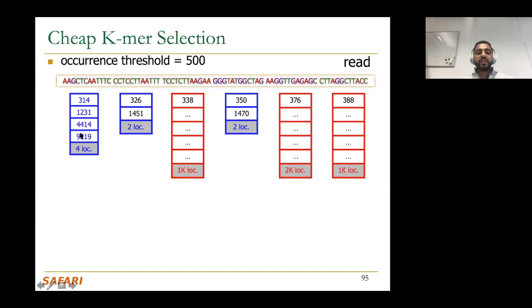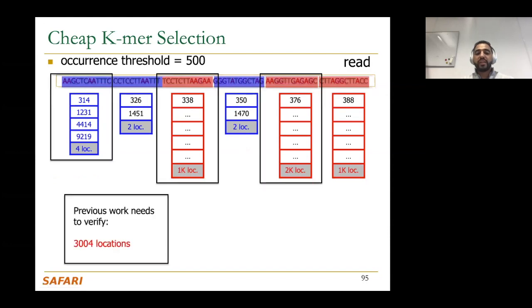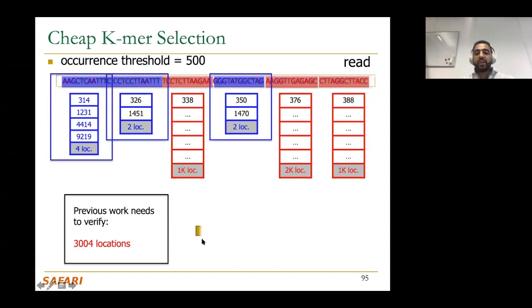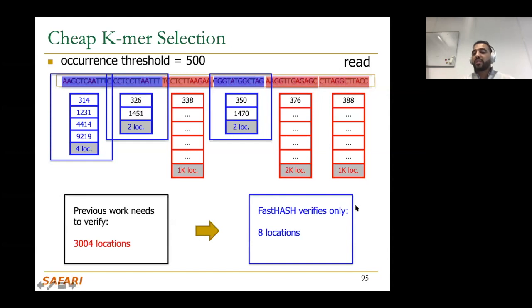So we find these: the 4 locations, 2 locations, and another 2 locations. So in total, we have around 8 locations to be verified instead of very large numbers of locations. So these are the expensive ones. We just totally ignore them. The original number of locations to be verified was around 3,000, and now we have only 8 locations. So that sounds reasonable to verify, and really fast. All of this without involving any complex algorithm to accelerate the read mapping.